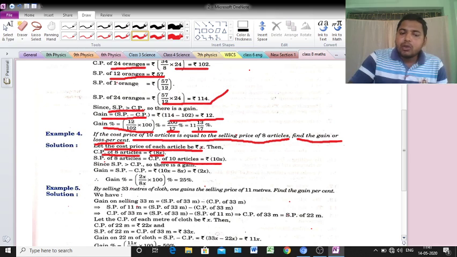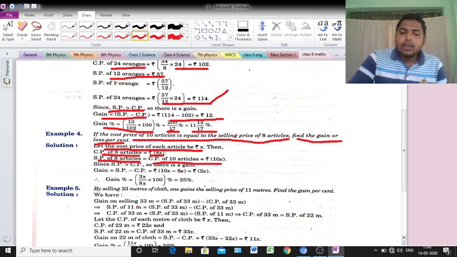CP of one article equals rupees x, CP of 8 articles equals rupees 8x, and CP of 10 articles equals rupees 10x. From the unitary method we are getting this. Okay. So what is mentioned here? CP of 10 articles means rupees 10x, equal to SP of 8 articles. That means here we can write CP of 10 articles equals SP of 8 articles.